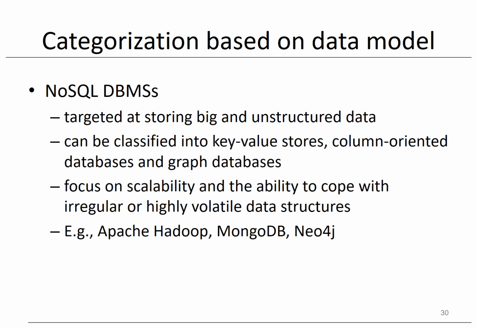NoSQL databases can be classified according to data model into key-value stores, tuple or document stores, column-oriented databases, and graph databases. However, even within such a subcategory, the heterogeneity of the members is quite high. The common denominator of all NoSQL databases is that they attempt to make up for some shortcomings of relational DBMSs in terms of scalability and the ability to cope with irregular or highly volatile data structures.